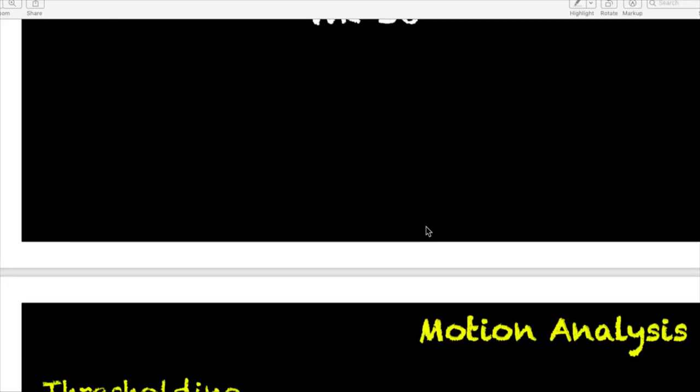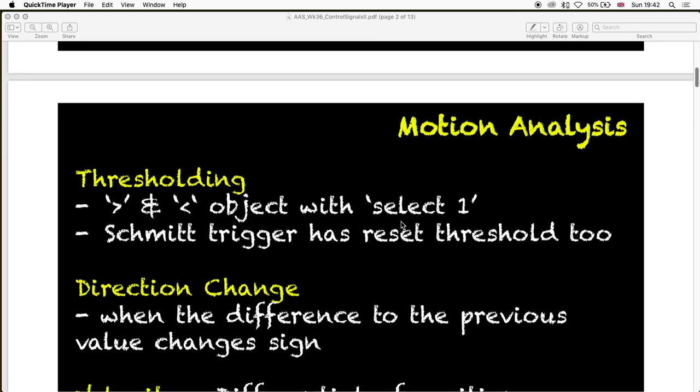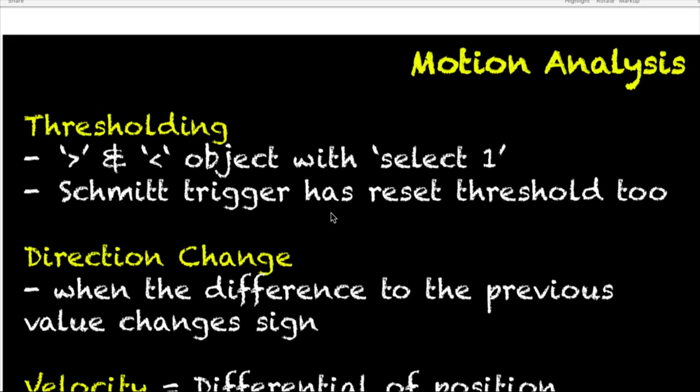Okay, so it's going to be a bunch of techniques thus, and quite a few Max patches. So brace yourselves. So what are we looking at? Well, the simplest thing here will be thresholding.